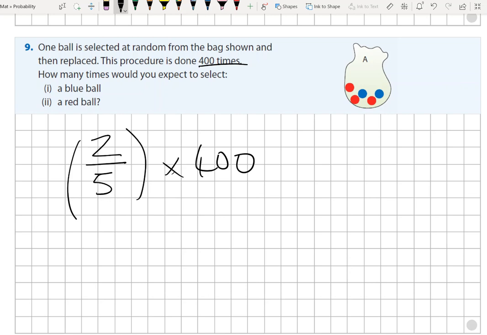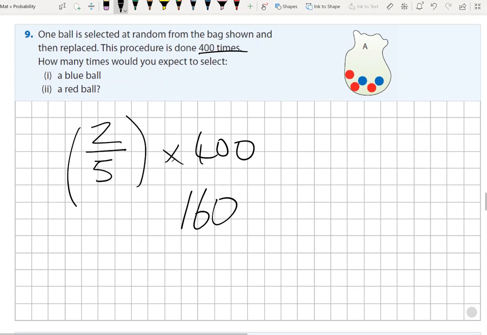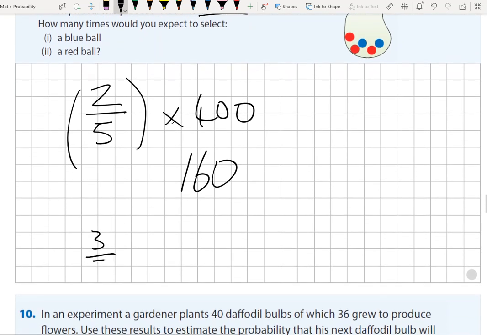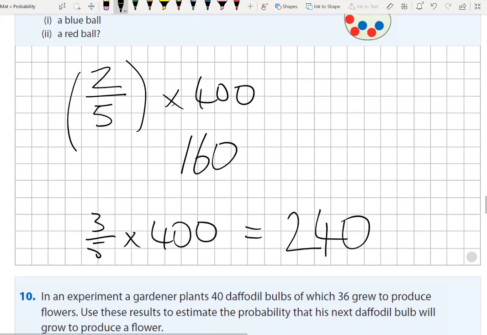Okay, you do that on your calculator, and you get 160. Okay, and then you have 3/5 by 400, which must be the rest, which is 240 times. You get that by this calculation.